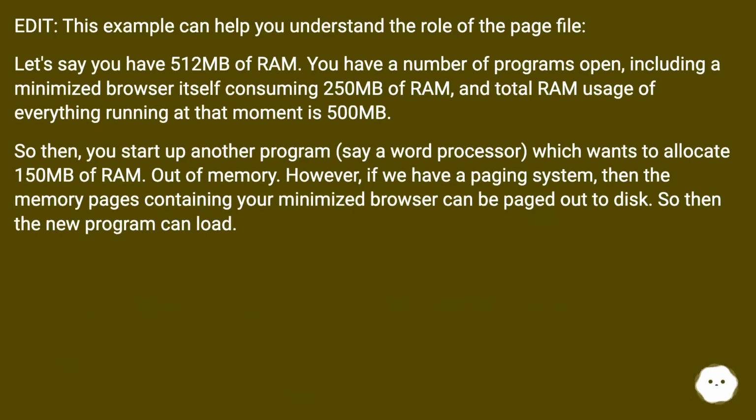Edit. This example can help you understand the role of the page file. Let's say you have 512 MB of RAM. You have a number of programs open, including a minimized browser itself consuming 250 MB of RAM, and total RAM usage of everything running at that moment is 500 MB. So then, you start up another program, say a word processor, which wants to allocate 150 MB of RAM. Out of memory. However, if we have a paging system, then the memory pages containing your minimized browser can be paged out to disk. So then the new program can load.